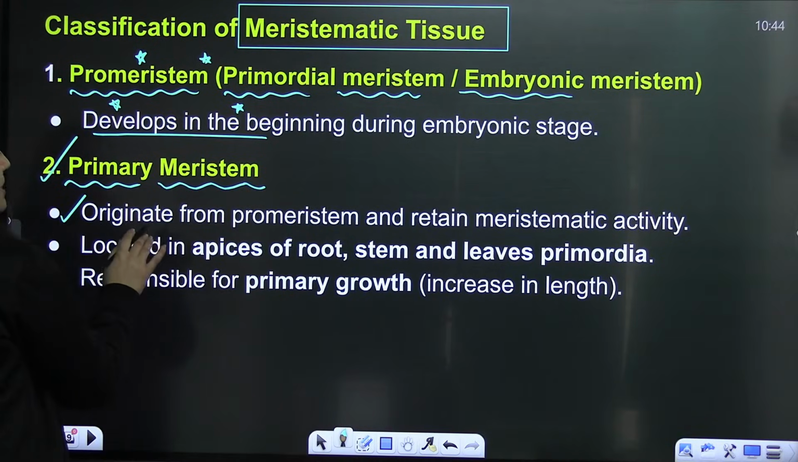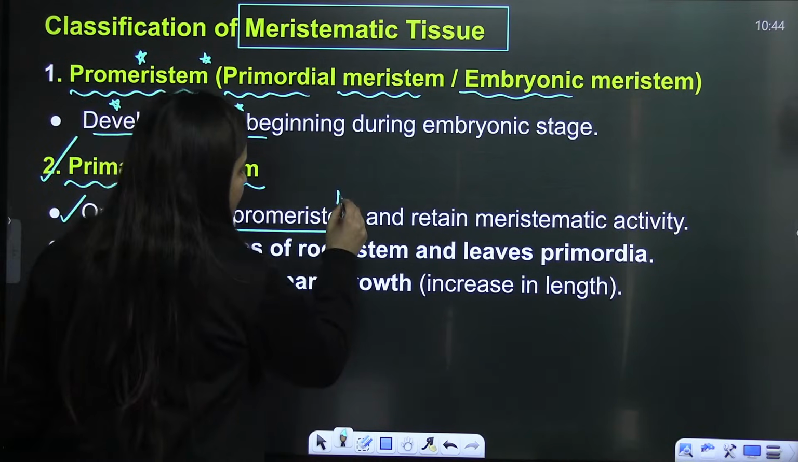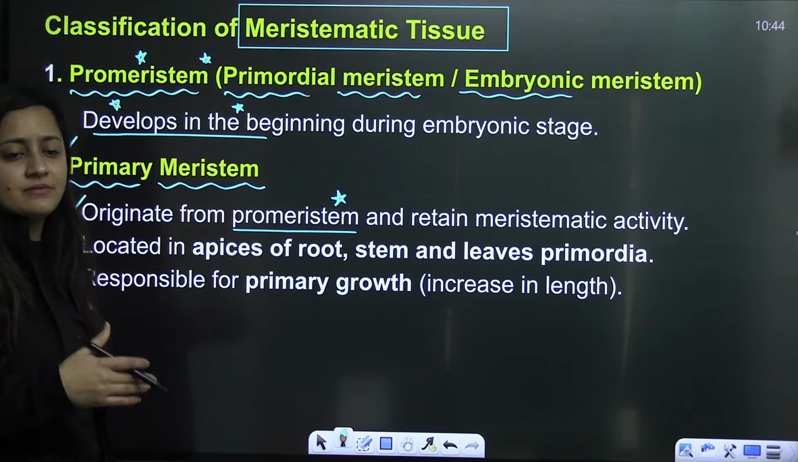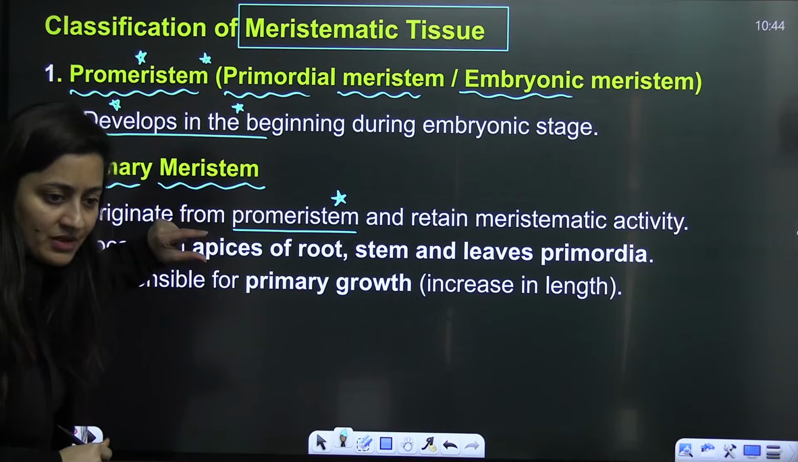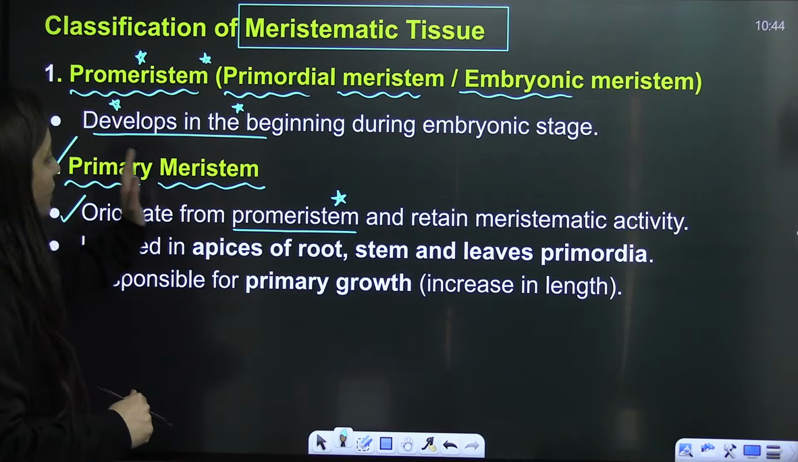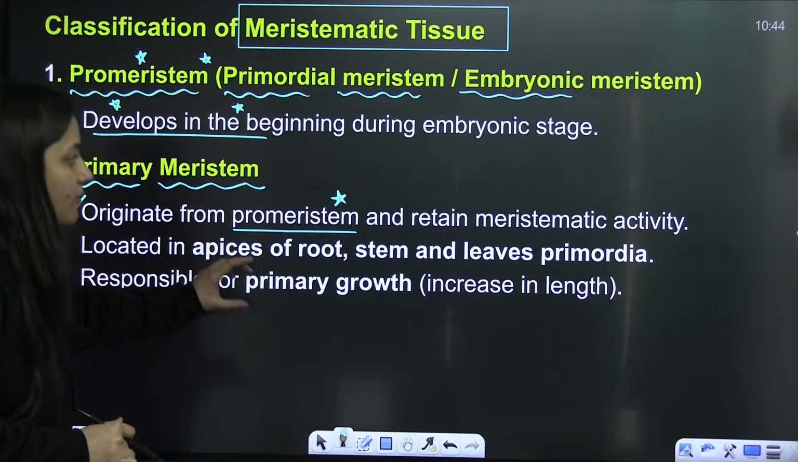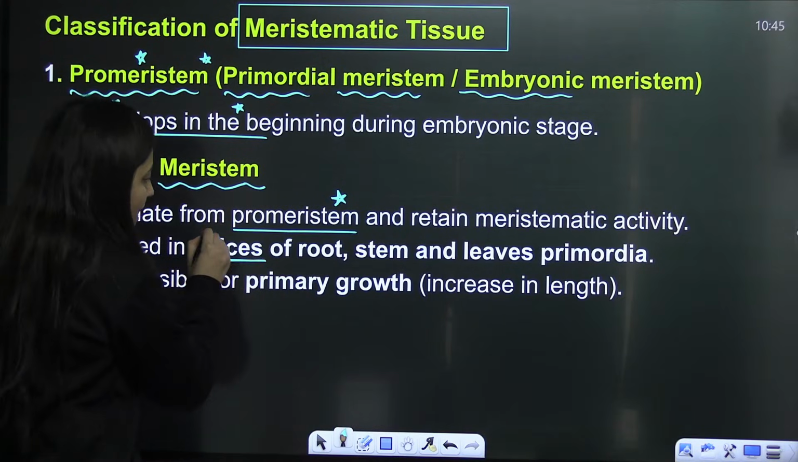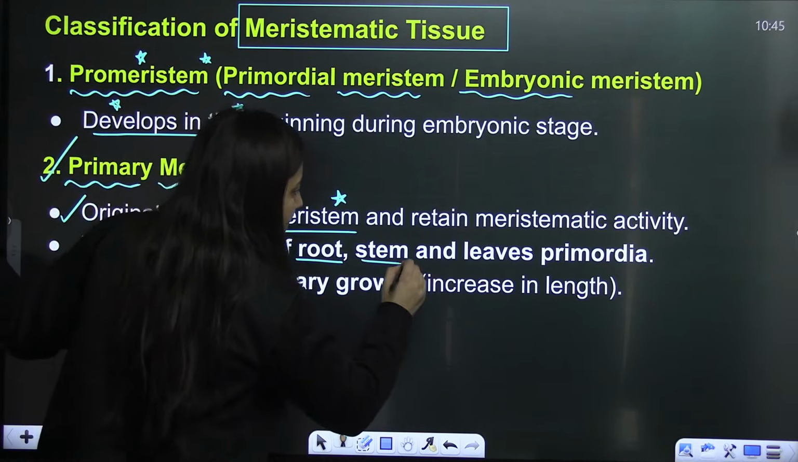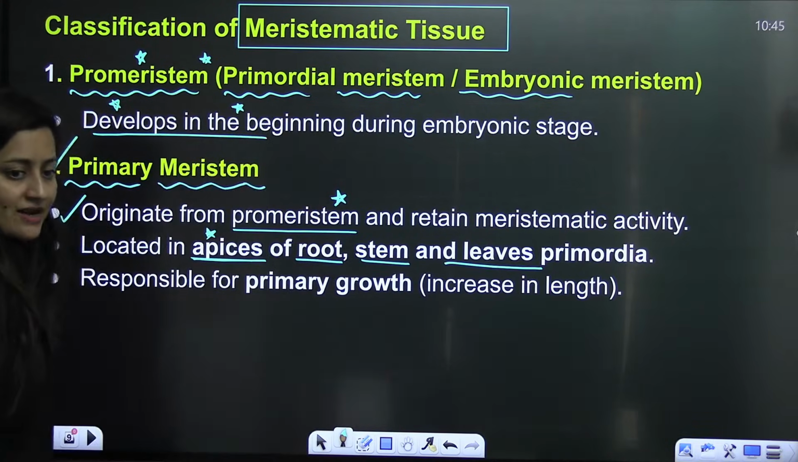In the case of primary meristem, it originates from the promeristem and it retains the meristematic activity. So firstly there is the promeristem, then there is the primary meristem. From promeristem, primary meristem will form. It will keep on dividing. Where are we going to find it? We will find it in the apices of the root, stem and the leaves primordia.